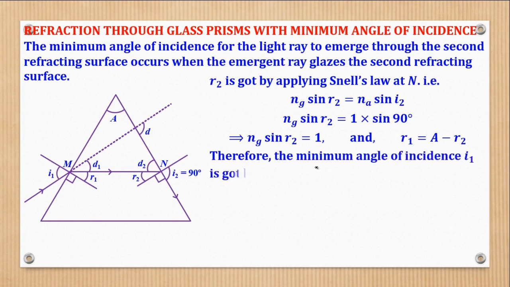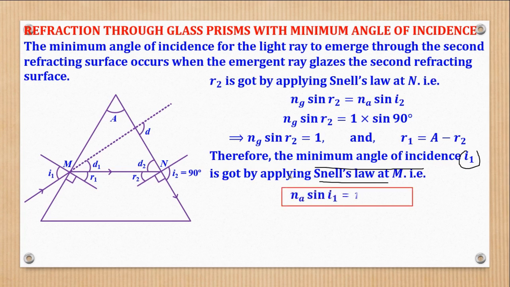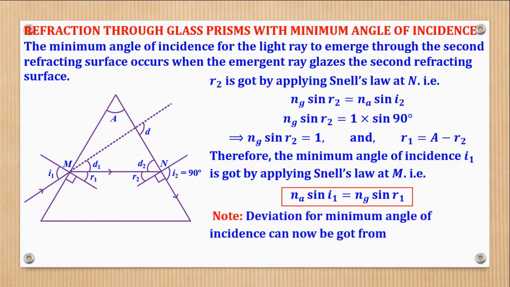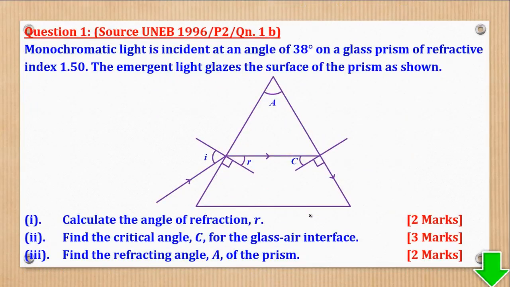And therefore, the minimum angle of incidence I1 can be got by applying Snell's law at M. So in prisms, there is no way you can run away from Snell's law. It will always appear. So apply Snell's law at M, where I can get R1, because R1 is known, n_g is known, and n_a is known. And that will be the minimum angle of incidence. So deviation from minimum angle of incidence can also be got using the general formula. And with that, we can go through these questions.